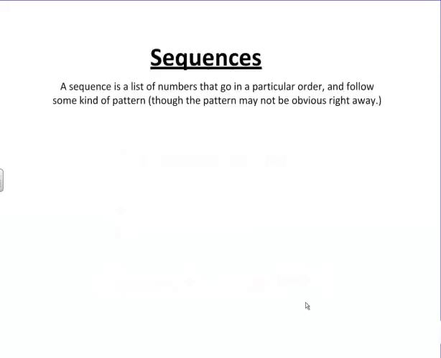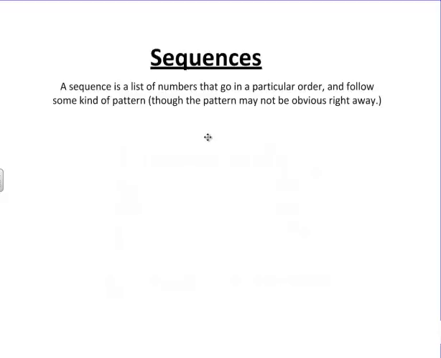So first, just a definition of sequences. You've already explored these a little bit in your handout in class. A sequence is a list of numbers that go in a particular order, and they follow some kind of pattern, though the pattern might not be obvious right away. You guys dealt with some difficult sequences on that handout where the pattern wasn't always obvious.